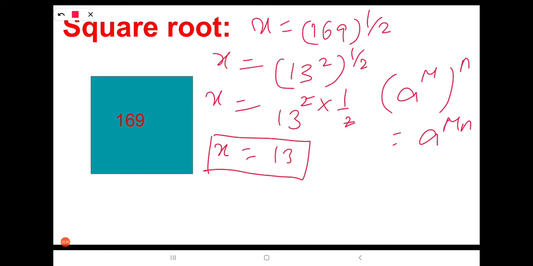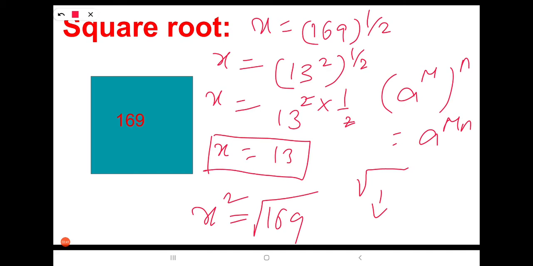So to solve this problem I have used this root symbol. This is the square root operation symbol. If I transpose this x square to the RHS, it becomes root. So we can say square and square root are reverse operations to each other, isn't it?